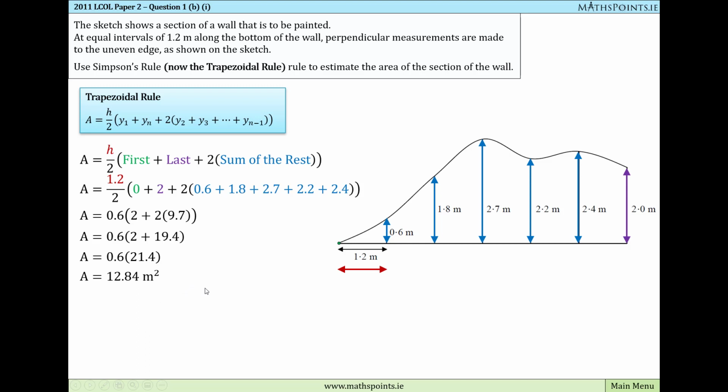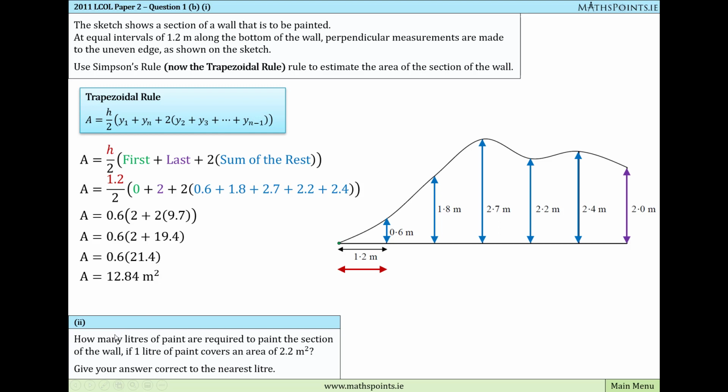The second part of the question asks, how many litres of paint are required to paint the section of the wall if 1 litre of paint covers an area of 2.2 meters squared? So what we need to figure out is how many 2.2 meters squared are in our wall of 12.84 meters squared.